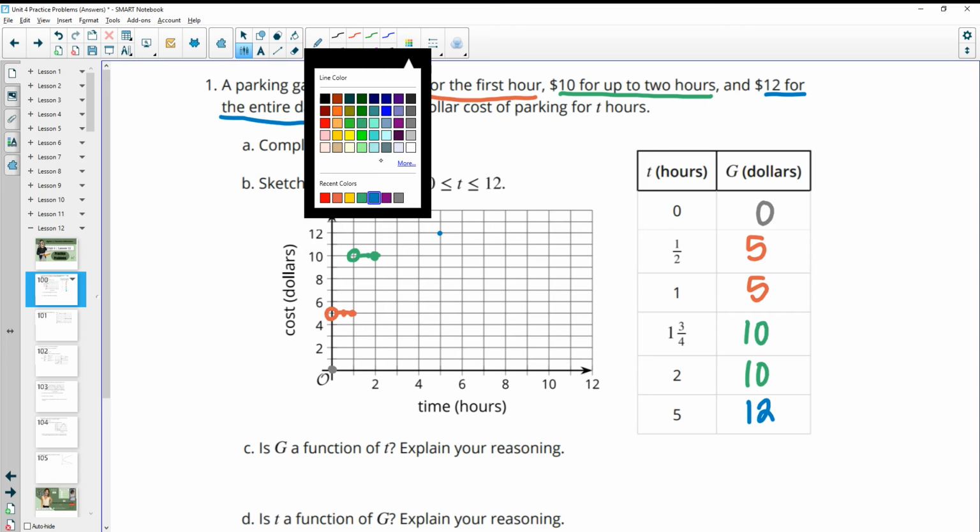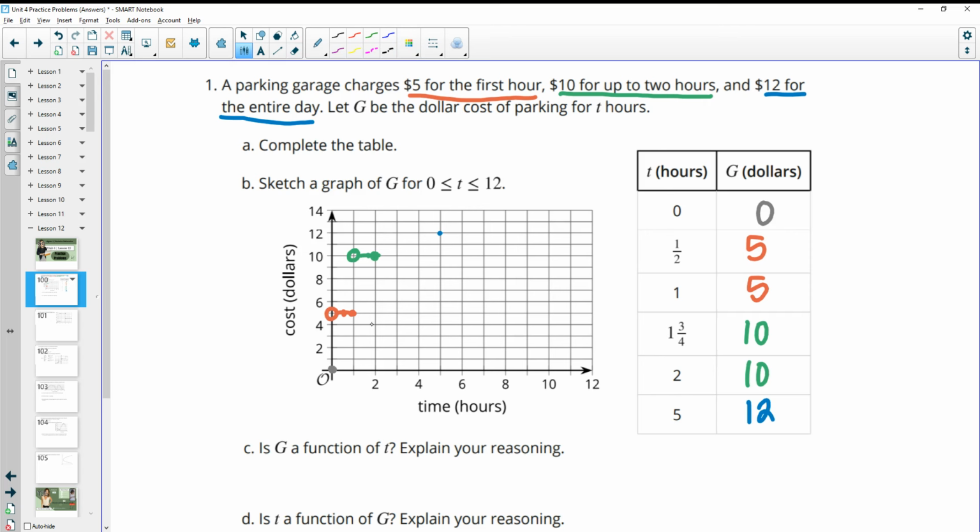Then anything above 2 hours is going to cost us $12. So at 2 hours, it's going to be 10. Anything above that, so we'll put an open circle there. Anything above 2 hours is going to cost us $12. So that's just going to keep going for the remainder of the day.